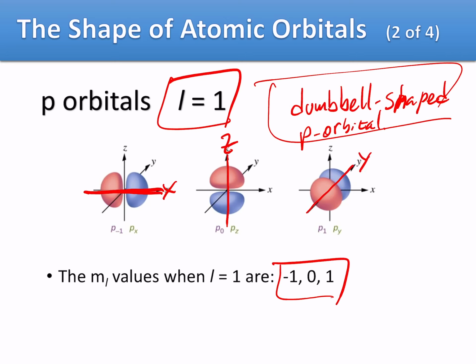So that's why you normally will see them as the px, pz, and py orbitals. Do you have to worry too much about that? No, you don't. Just remember that there are 3 different p orbitals, and that's enough information for you.